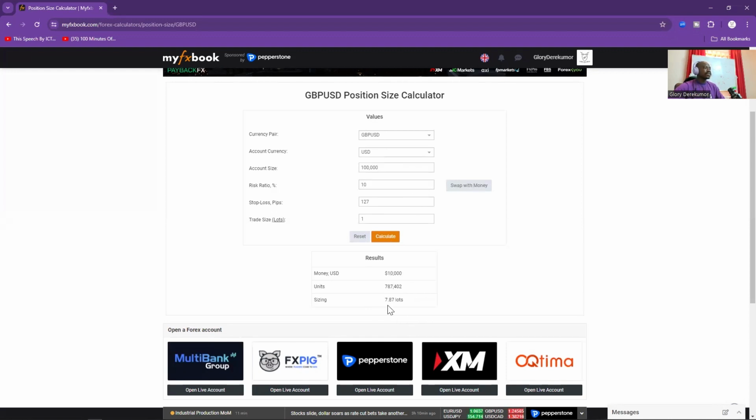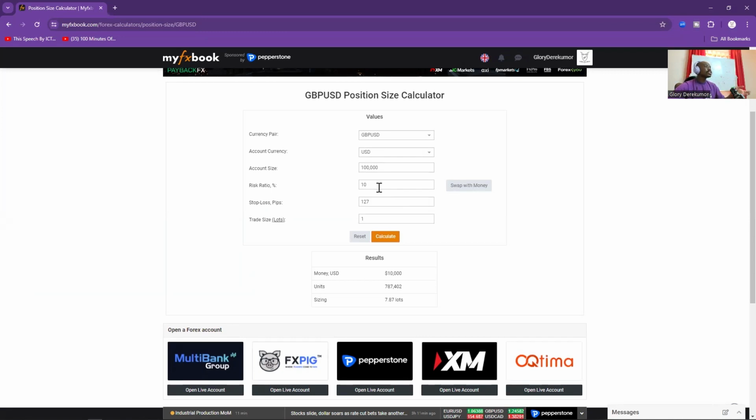You can see 7.7 lot size. Now you must have accepted the fact that I'm risking 10% of my account as my risk before even punching this into your lot size calculator, okay? You must have accepted the risk already. So pick a number that you know is not going to cost you too much when you lose, but at the end of the day, you can utilize it to make a good amount of money.